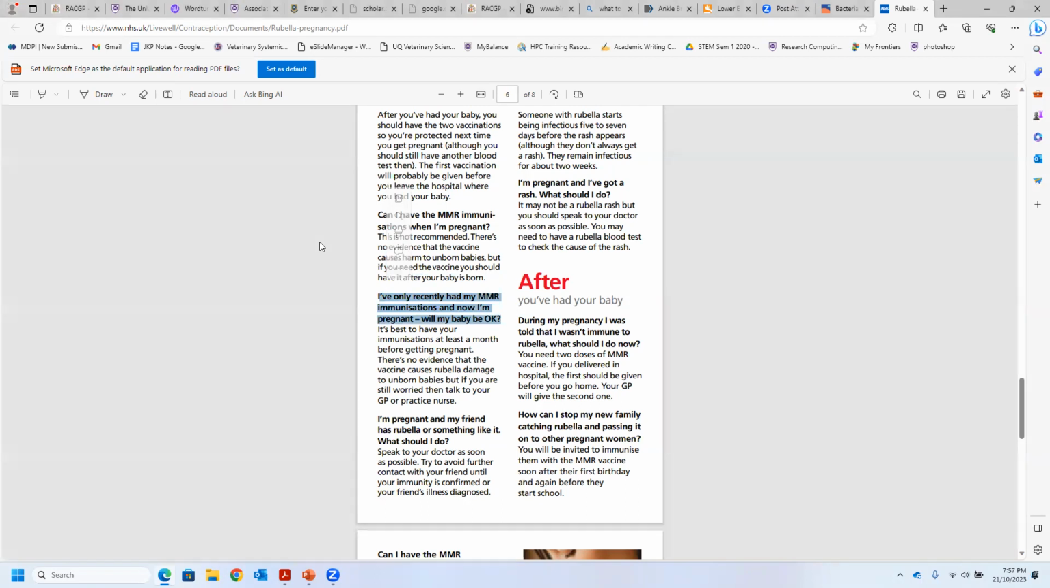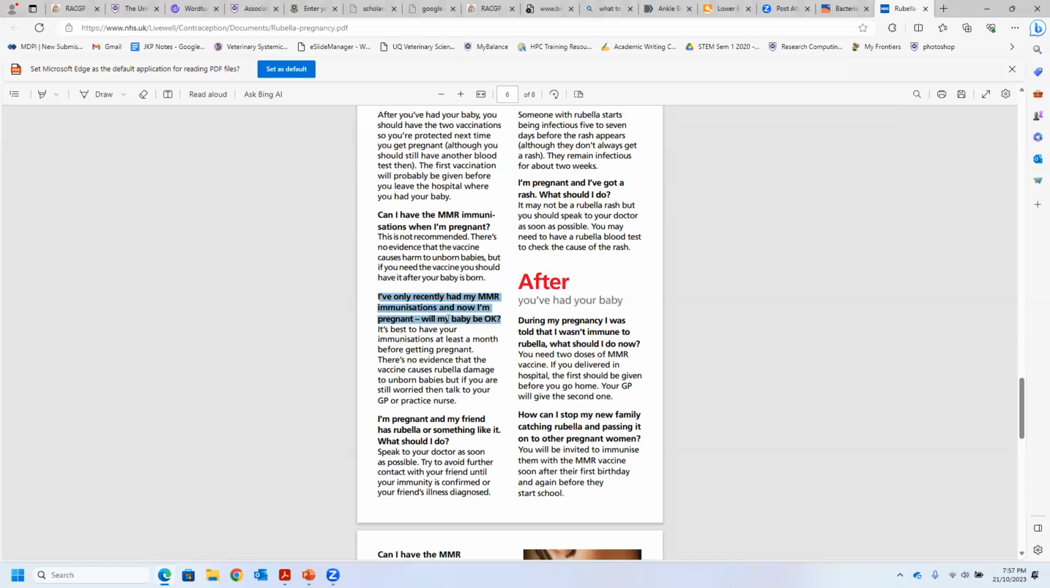I have only recently had my MMR immunizations and now I'm pregnant. Will my baby be okay? It's best to have your immunization at least a month before you're pregnant. There is no evidence that the vaccine caused rubella damage, but if you are worried, talk to your GP. And what can you do? You can do a serology test.